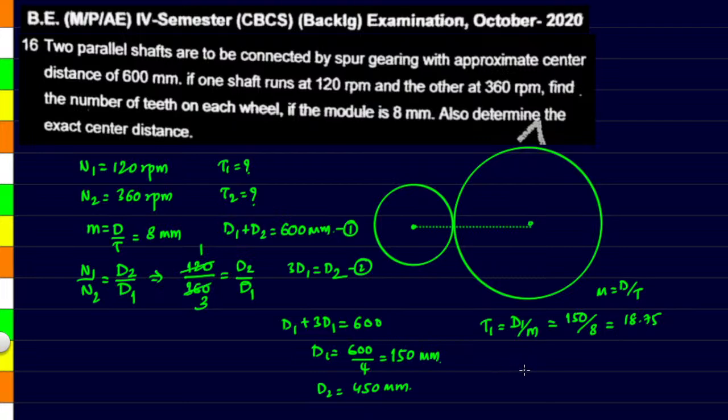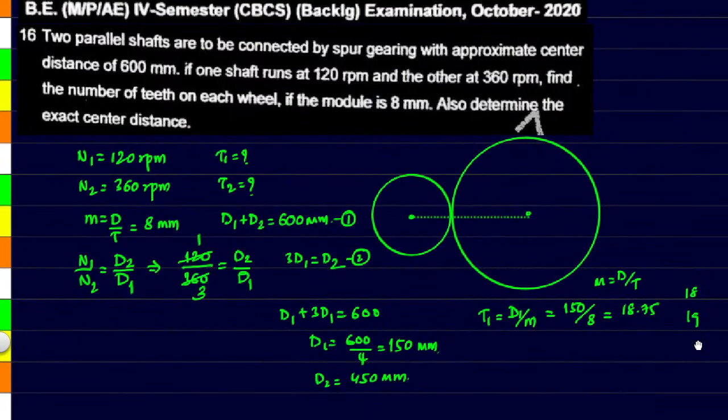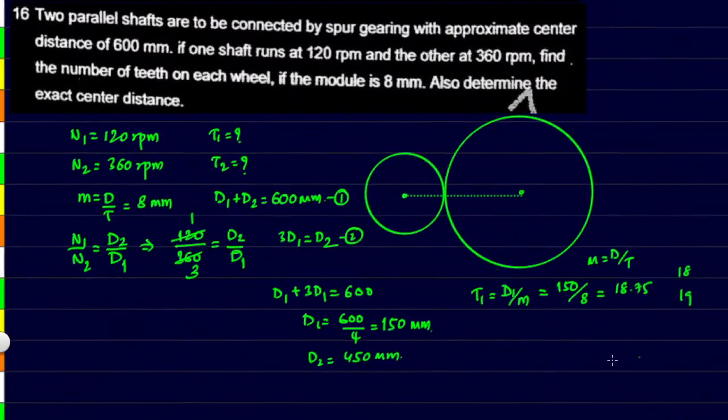Even though the velocity ratio we need to maintain as the same, that is not to be disturbed, we can disturb the center distance. Center distance can be disturbed, but not the velocity ratio. So in order to maintain the velocity ratio, what can we do? We can either go for 18 or we can go for 19. 19 is an odd number, and I think it's not suggestible for us to go for a gear having an odd number of teeth. So let's go with 18.